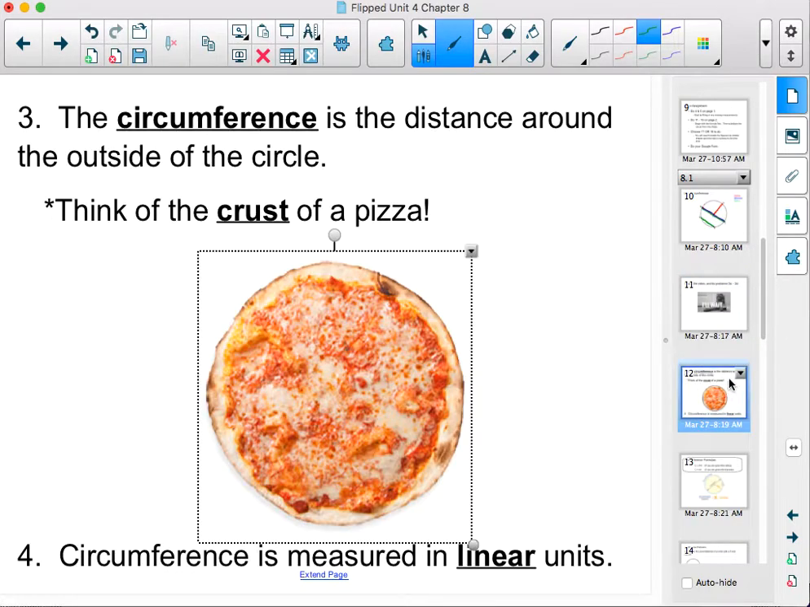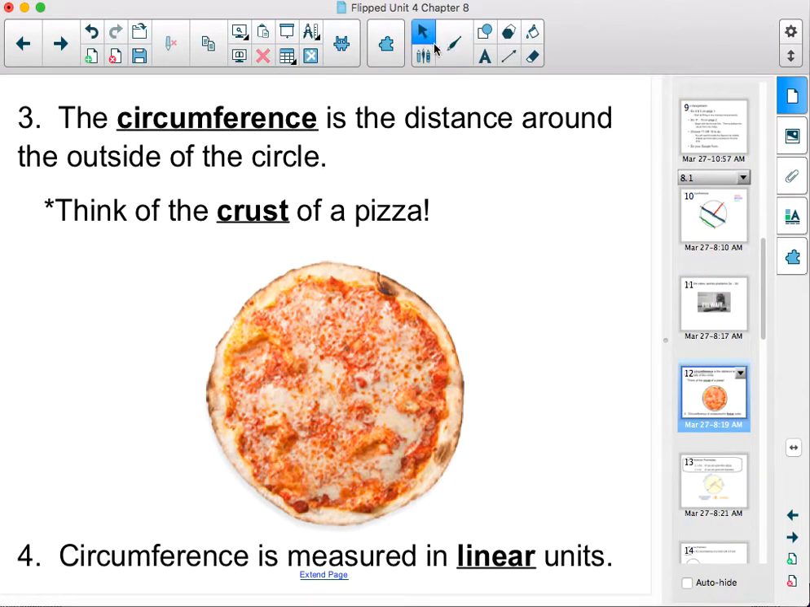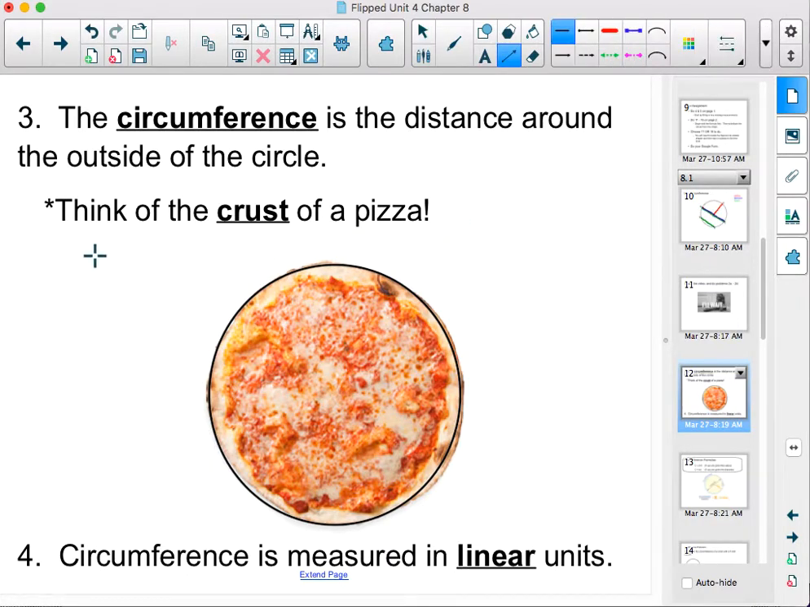Now we can start talking more about circumference. Circumference is the distance around the outside of a circle. When I think about circumference, I think about the crust of a pizza. The crust of the pizza is the part that's on the edge. If I wanted to, I could cut that crust off and stretch it out, and it would create a nice long line like that.